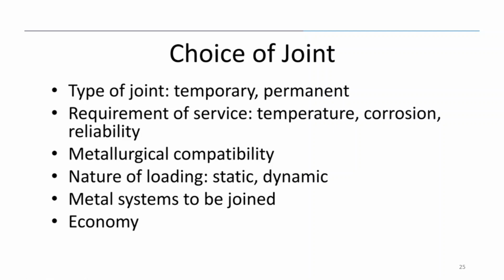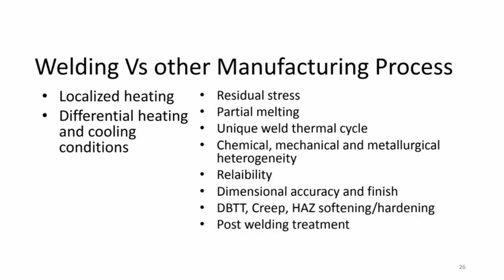And in case of welding, you can use it up to higher temperatures. Corrosion and reliability, metallurgical compatibility, nature of loading such as static or dynamic loading for the final product, and the metal system that is to be joined. If the metal system is dissimilar for both of the parts, then also some weldings can't be used. Economy, all these are some of the factors. Welding versus other manufacturing processes.